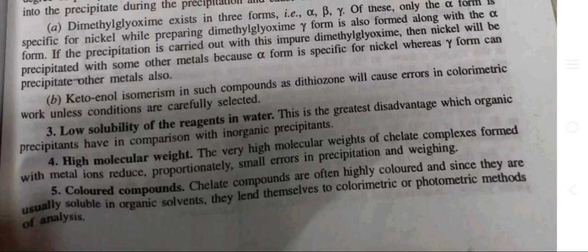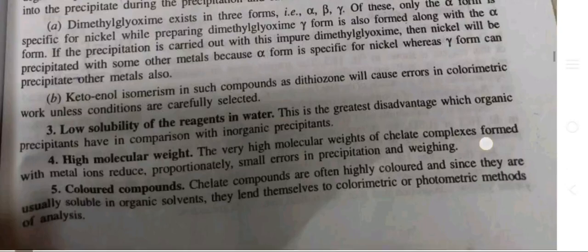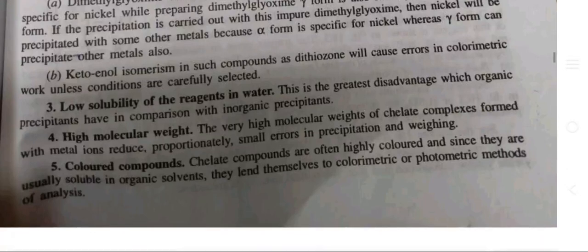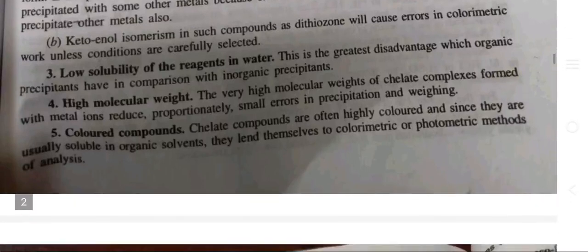If the precipitation is carried out with this impure dimethylglyoxime, then nickel will be precipitated with some other metals also, because alpha form is specific for nickel, whereas gamma form can precipitate other metals also. Keto-enol isomerism in such compounds as dithizone will cause errors in colorimetric work unless conditions are carefully selected.